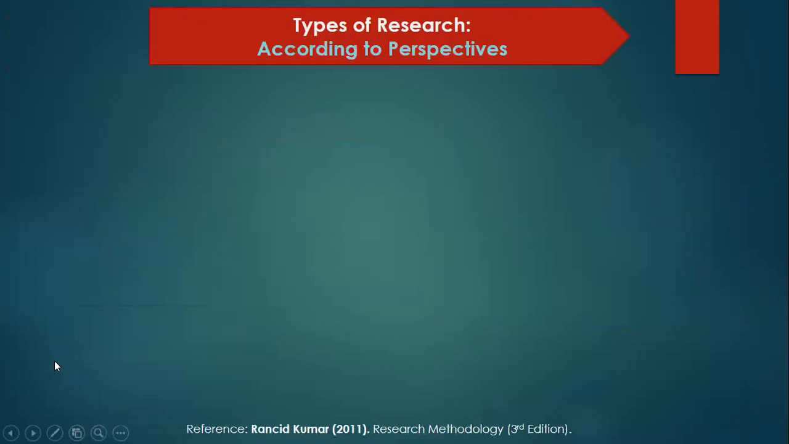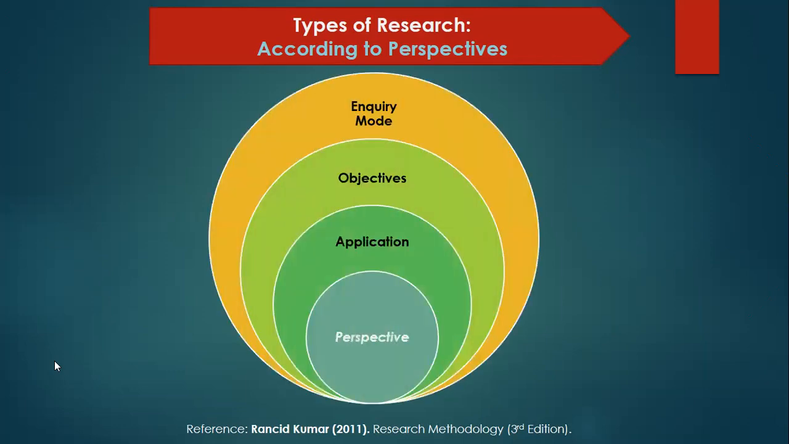Okay, so we are done with the types of research in general classification. And according to Ranjit Kumar in 2011 in the book Research Methodology, third edition, he also classified the types of research according to perspectives. The three perspectives are application, objectives, and inquiry mode. For the applications of the findings of the research, what is the specific use of this research? What are the goals? That's objectives. And what are the things that we need to inquire about for this problem? That's the inquiry mode.